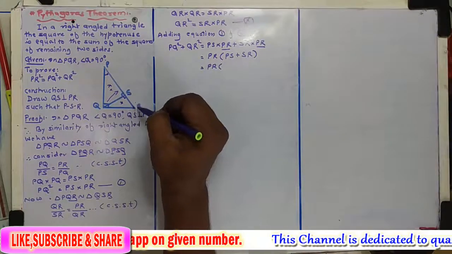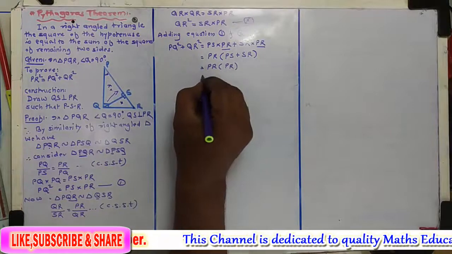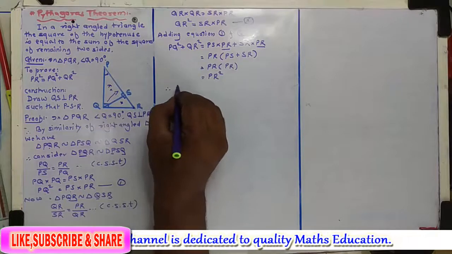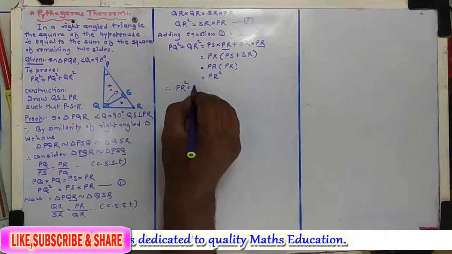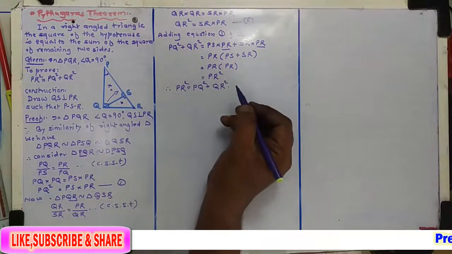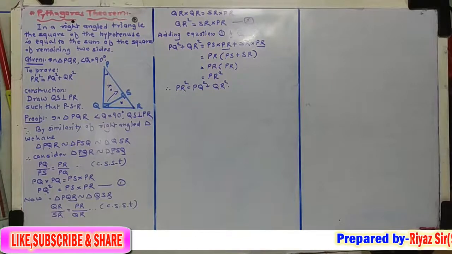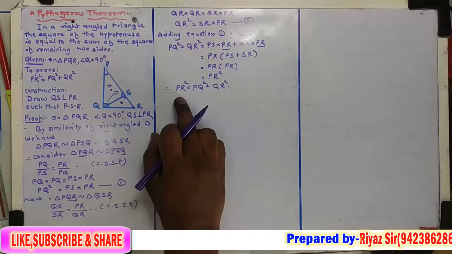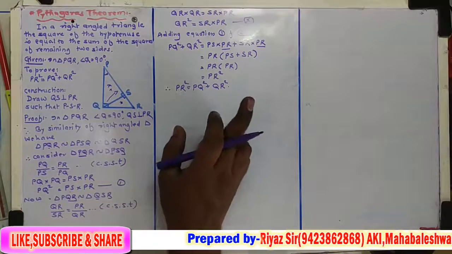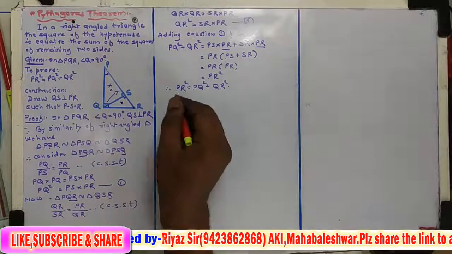This PS plus SR is nothing but PR. That is PR, and that is equal to PR square. And therefore PR square is equal to PQ square plus QR square. And that is the proof of Pythagoras theorem. That means in a right angle triangle, hypotenuse square is equal to one side square plus other side square. Okay. Now after that we'll see the Pythagorean triplet.